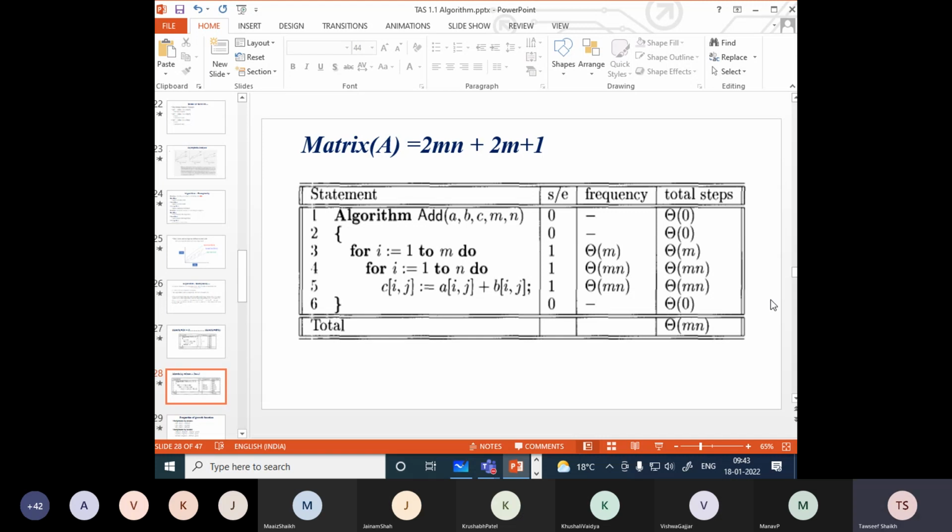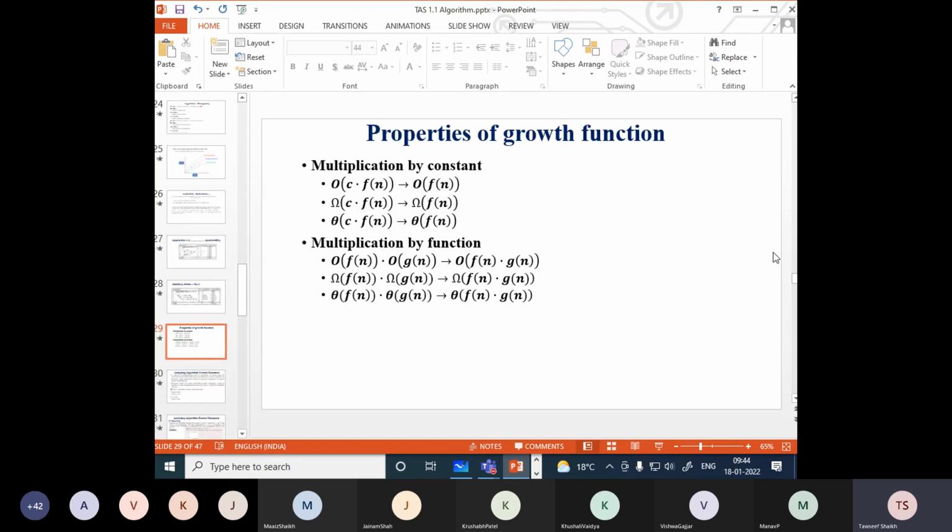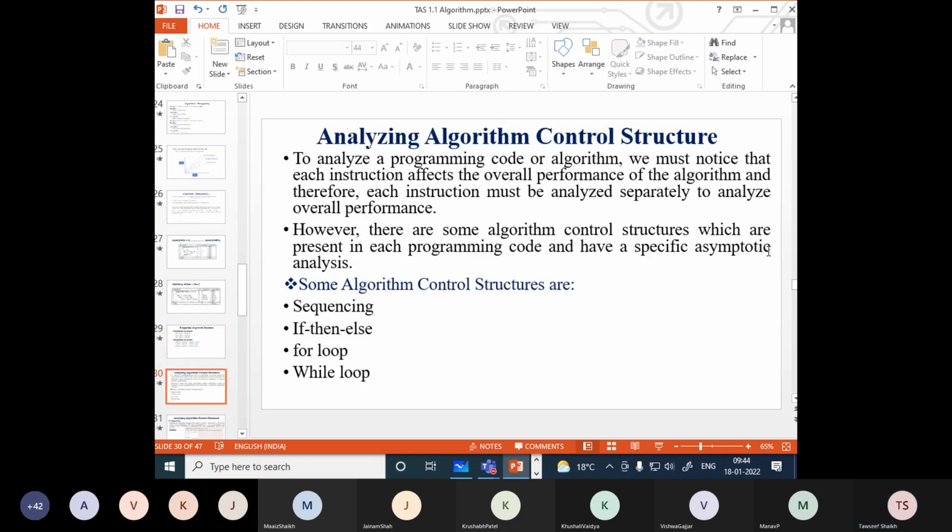And if the outer loop is denoted by i ranging from 1 to n, it's not m, it's i ranging from 1 to n, and the inner loop is also denoted by i equal to 1 to n, the total complexity in that case will be n into n, which means n square. And that is how the quadratic complexity of a particular algorithm comes into picture. And this is not the only case: if there is one more nested loop, it will become n into n into n. That will become n cube.